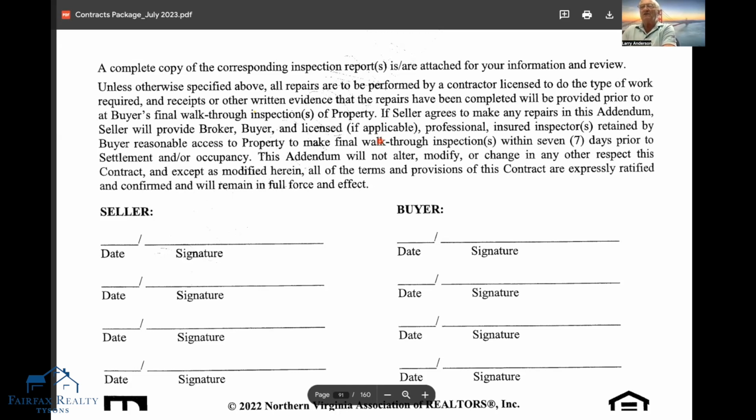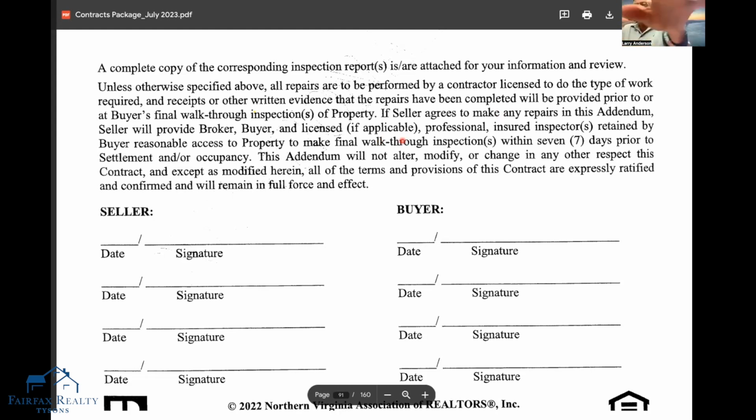Now, it would make sense that they would only be there to check the things that were done under this addendum. However, that's not what's going to happen. They're going to check everything over again. Okay. So if I'm a seller, would I ever agree to make any repairs anymore? Probably not, because I don't want to give this permission.